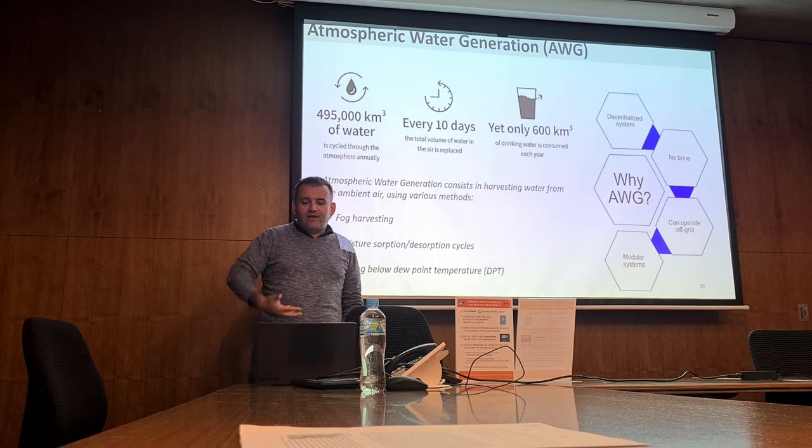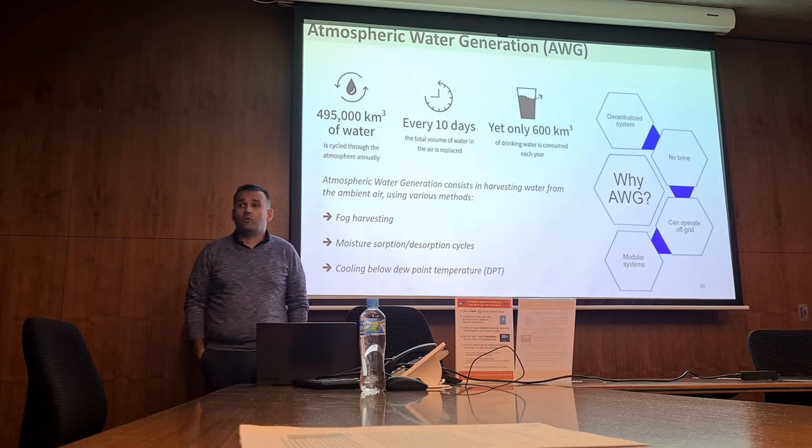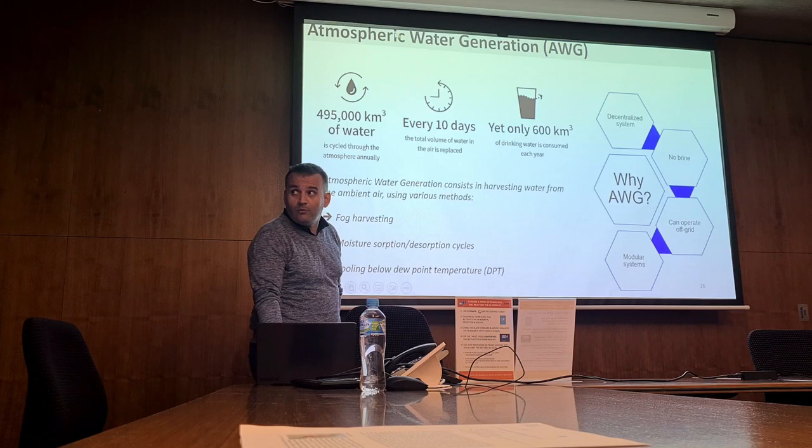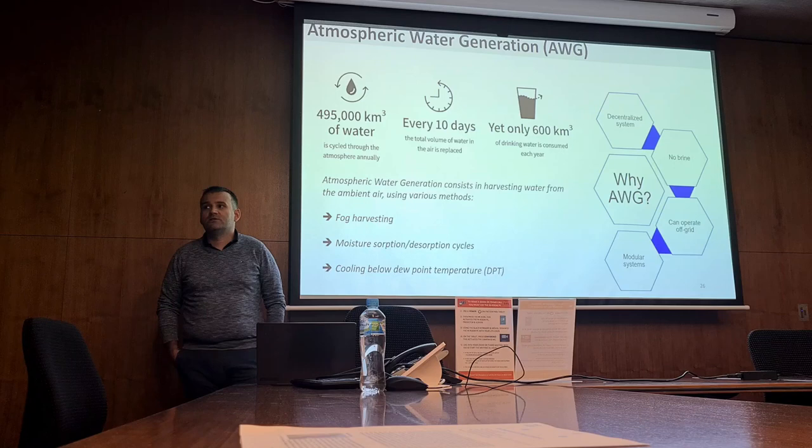And one of these techniques, and they have commissioned us to assess that, is to look at the capture of moisture from the air. At any given time around Earth, there is close to 500,000 cubic kilometers of water in the atmosphere. So there's actually a lot of water present there. And that water cycle replenishes water in about 10 days. And that's a natural cycle, obviously. At the moment, for our consumption, we only need about 600 cubic kilometers. So it's about 1%, let's say, less than that, of what is in the atmosphere.